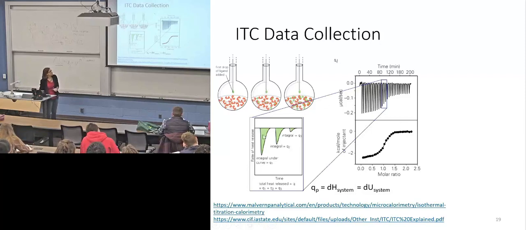A zoomed in view shows that if you integrate under all of these peaks and sum them up, you'll get total heat. This part you don't have to know at all yet. Don't worry about it. It's forthcoming. But because I can integrate all these little peaks and sum them up and get the total heat that was released through this entire experiment, I can talk about a total enthalpy or total internal energy change when these two things are reacting. These are two good links about ITC that I would recommend.